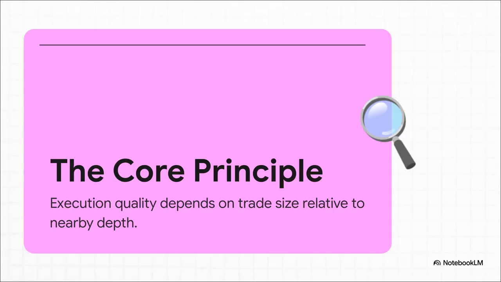Your execution quality, meaning how good of a price you actually get, depends almost entirely on your trade size relative to the nearby depth. If your order is just a drop in the bucket, your price impact will be low. But if your order is big enough to chew through several levels of the order book, your average fill price is going to get worse and worse.